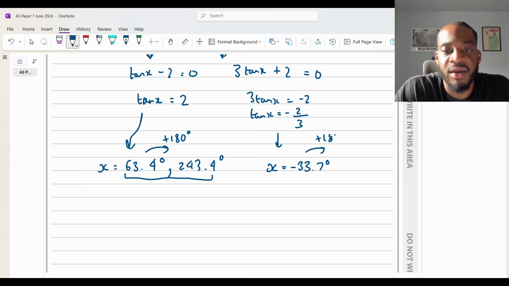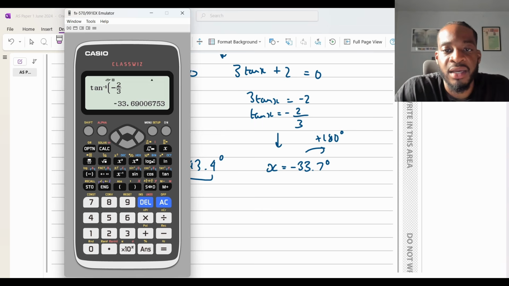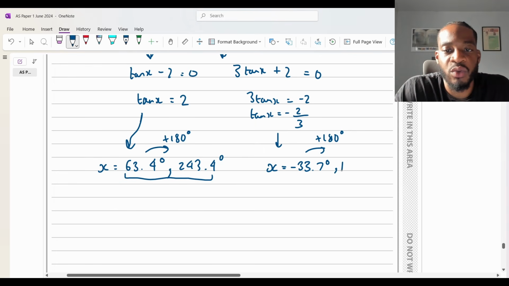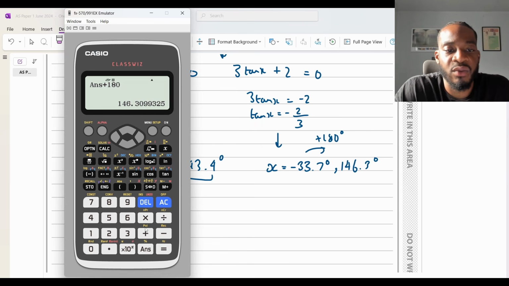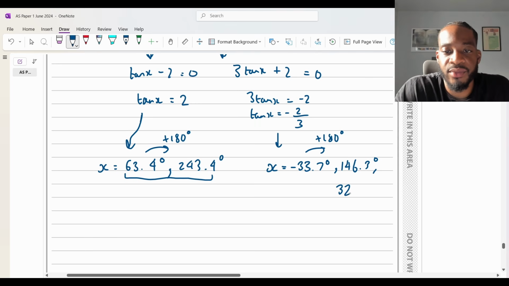Remember, it needs to be between 0 and 360. So I'm going to add on 180 onto that one. That will give me 146.3, isn't it? To one decimal place. So 146.3. And then if I add 180 again, I get 326.3. And those are our answers, not this one, but these two, because that's between 0 and 360.